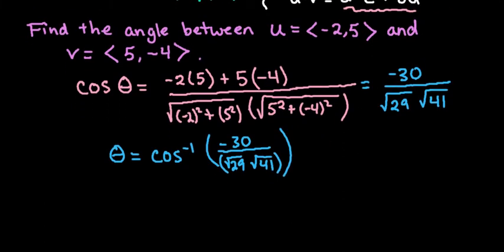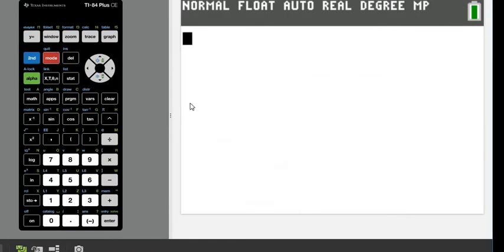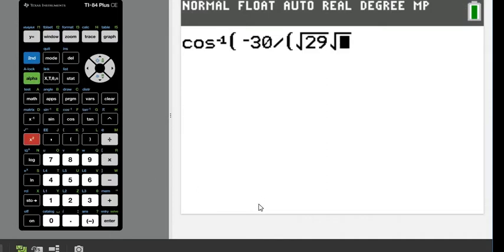So let's grab our calculator. Before we start, let's check our mode to make sure that we are in degree mode, which we are. And then let's plug in our values. So I'm going to do second cosine, and then I would plug in the -30 divided by, open a parentheses, second square root 29, go outside of the square root and open up another square root of 41. Go out of there, and then we would close both of our parentheses and then hit enter.